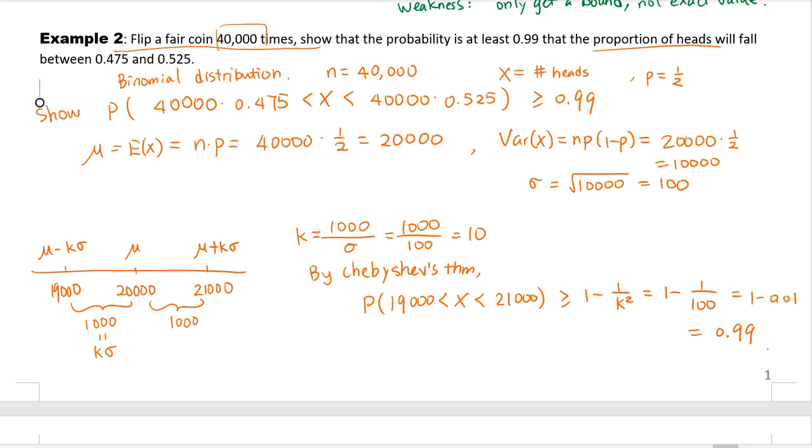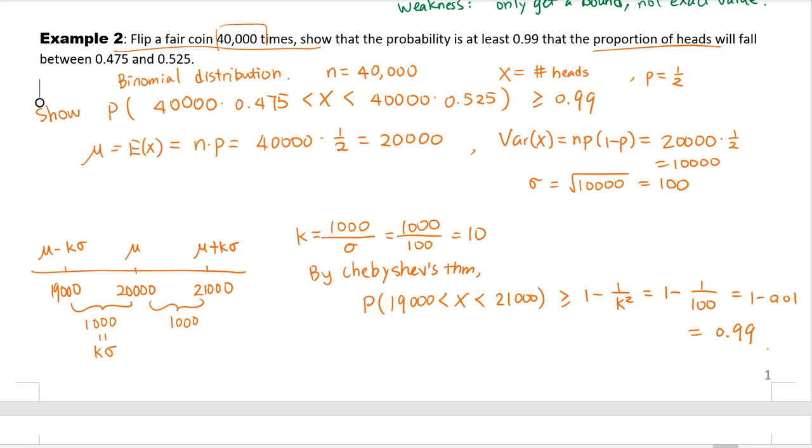Okay, and you can see that when n is so large, the proportion of heads is close to the mean, which is 20,000. We flip the coin 40,000 times, and 20,000 times we can get heads. Because it's a fair coin, the probability of getting heads is 1/2. So that's why 50% of the time we get heads. Okay, so far so good, everyone?